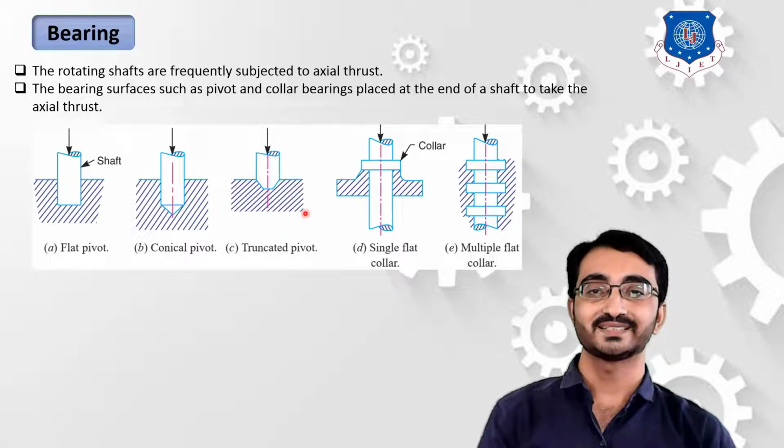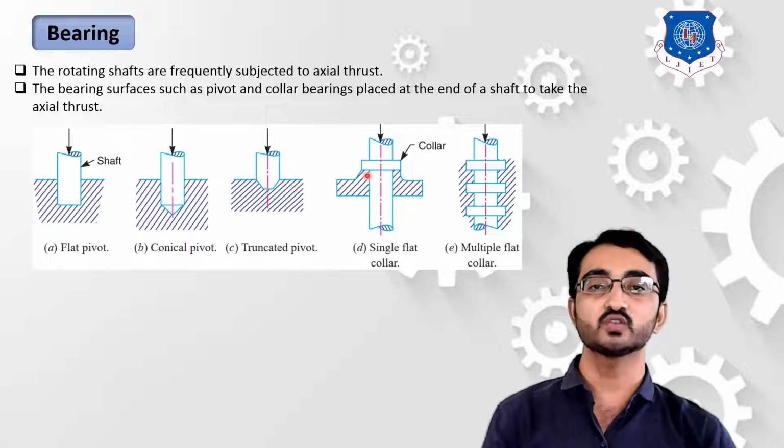Now the second type, that is collar bearings. If you are providing a collar over the surface of your shaft, then it is termed a collar bearing. Over here you can see that the shaft runs throughout and you are providing one collar intermediately which supports this axial thrust. These types of bearings are known as collar bearings. The first diagram is a single flat collar, because it contains only one collar. If we are using more than one collar, then we term it a multiple flat collar bearing.